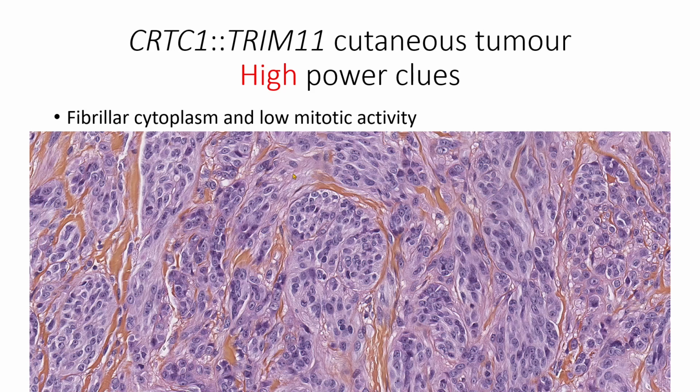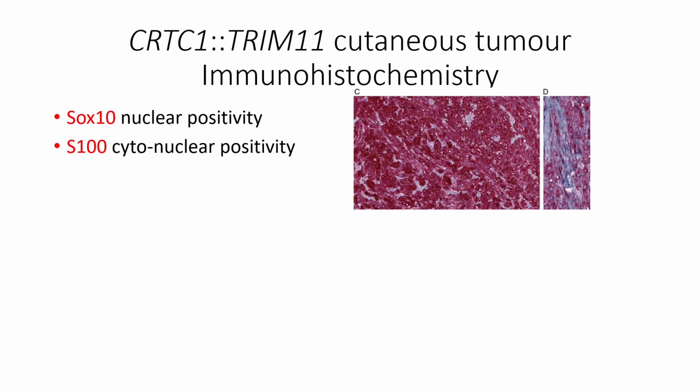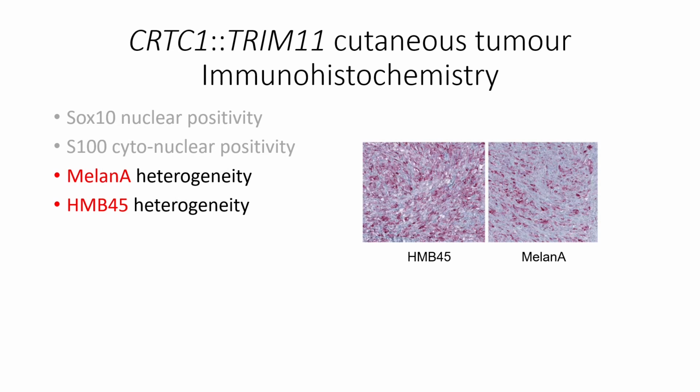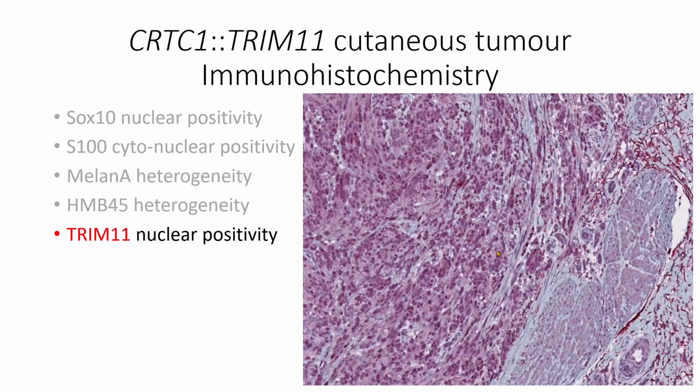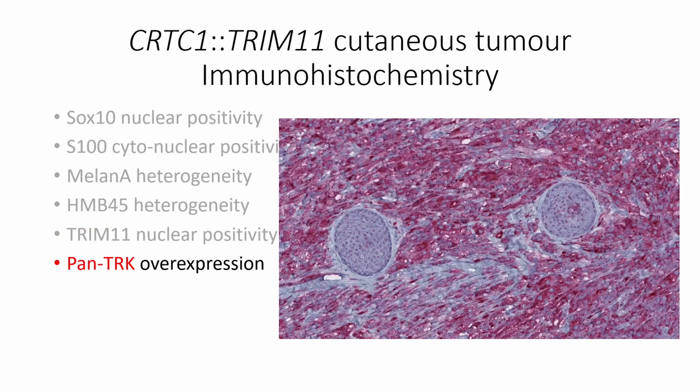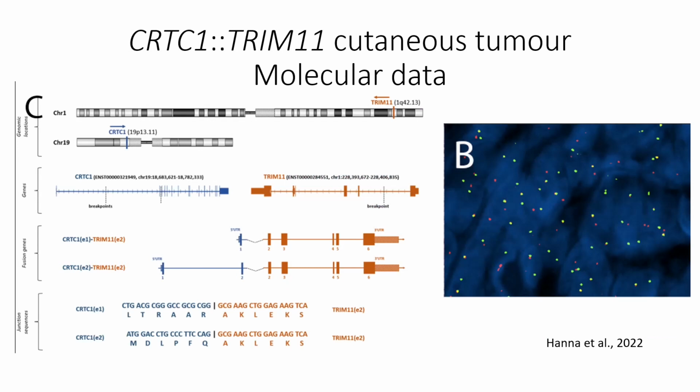Immunohistochemistry studies will show that these tumors usually express SOX10 and S100. There can be a heterogeneous expression of HMB45 and Melan-A, looking usually like these two figures. And if you have the TRIM11 antibody, it's going to be a nuclear stain, usually present on the invasive border of the tumor. There can be some very strong pan-Trk overexpression, like in this example, that can be misleading for a Spitz tumor. You can confirm this either by sequencing, or you can also perform a TRIM11 FISH break-apart technique.